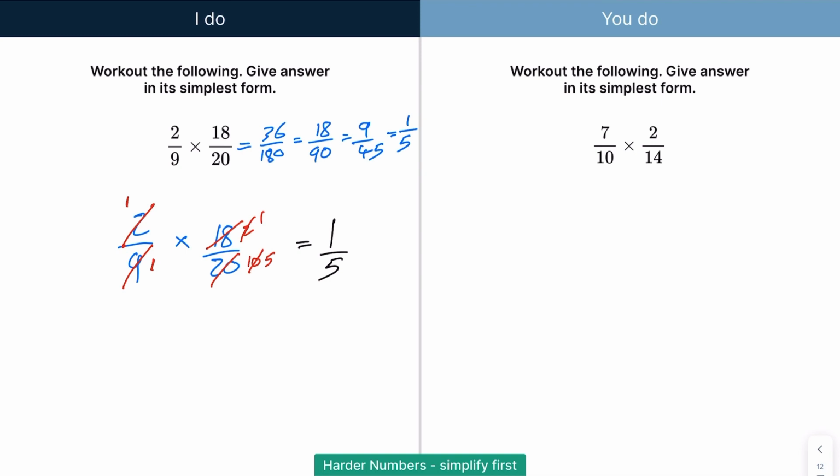So again, on the right, now there's different ways you can cancel down, but the way I'm going to do it is I'm going to look at the 2 and the 14. So I can divide this by 2, that's 1, divide this by 2, that's 7. Now I'm going to look at the 7 and the 7, so that's this and this. I can divide them both by 7, so that becomes 1, that becomes 1. And finally, I've got 1 times 1 at the top, and I've got 1 times 10 at the bottom, and that's that there.